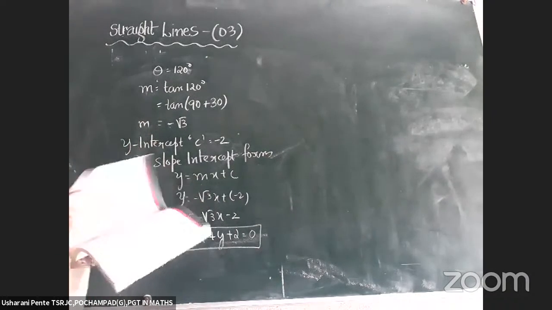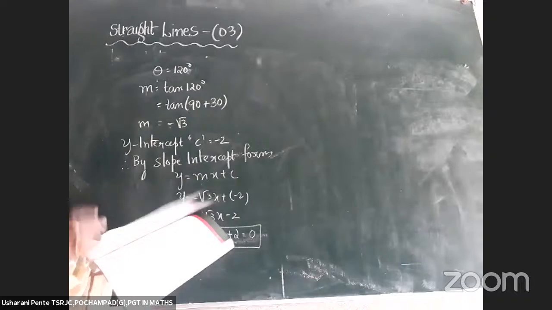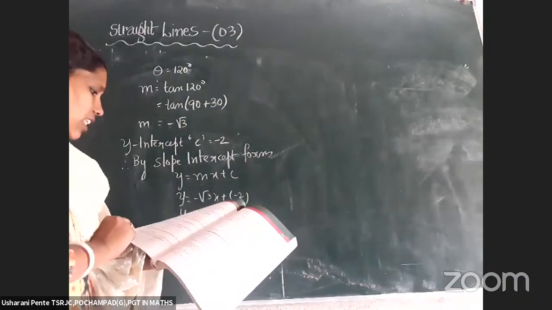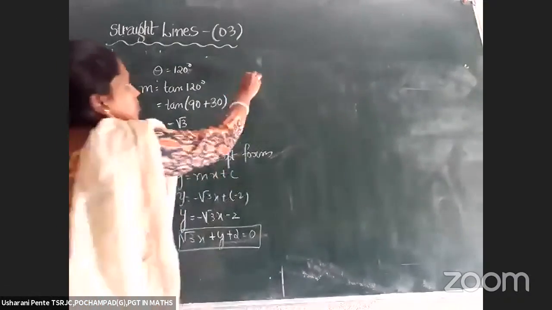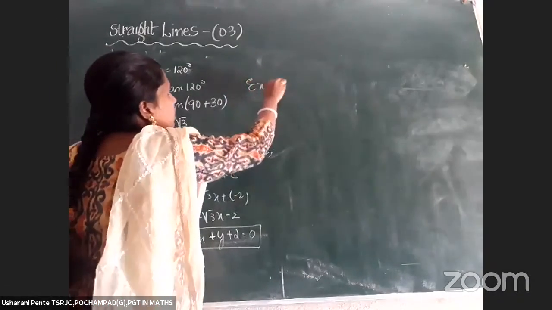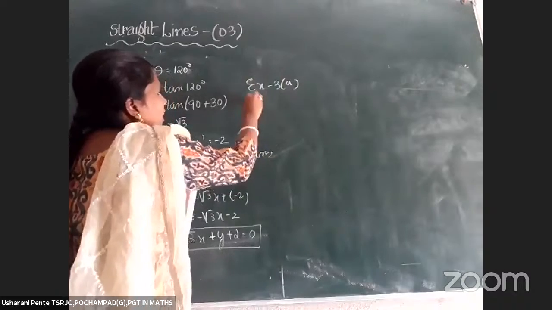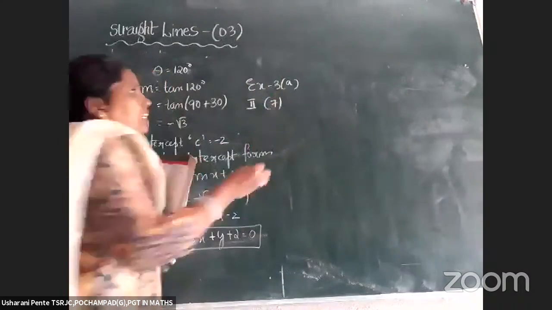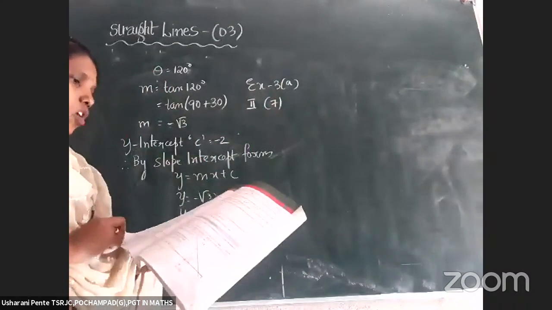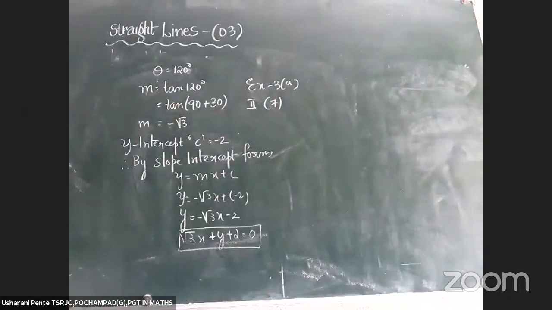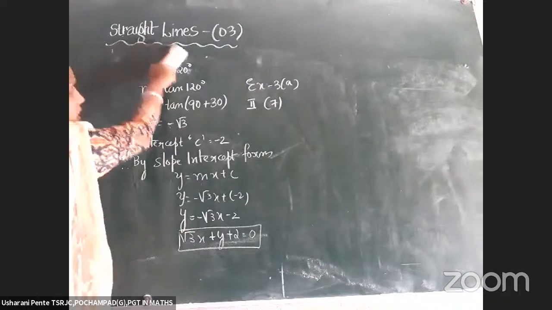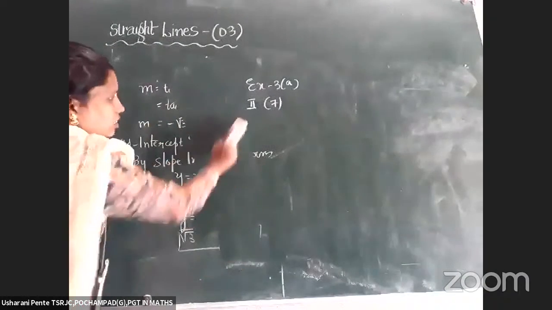In the exercise you have a sum, in exercise 3A, second bit, seventh problem. Take it as homework.